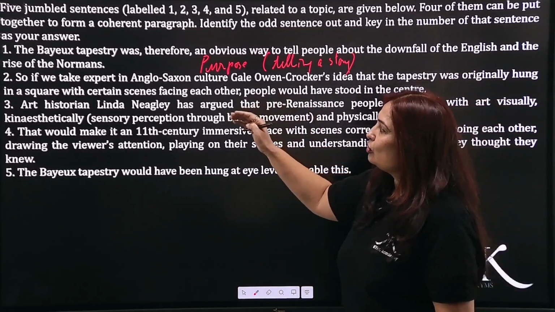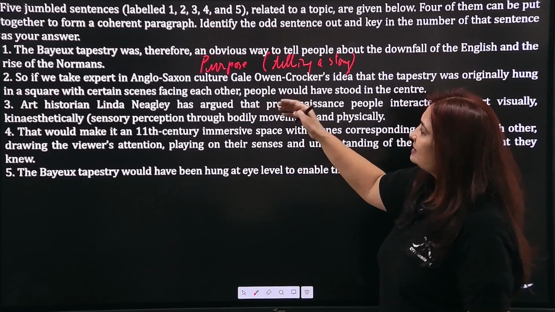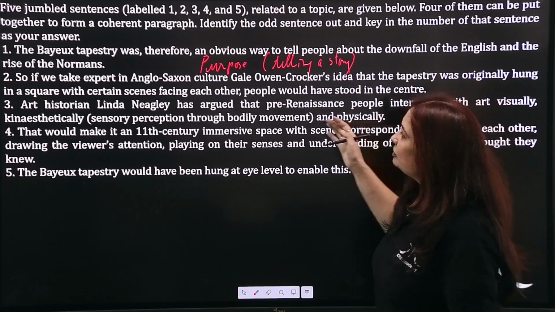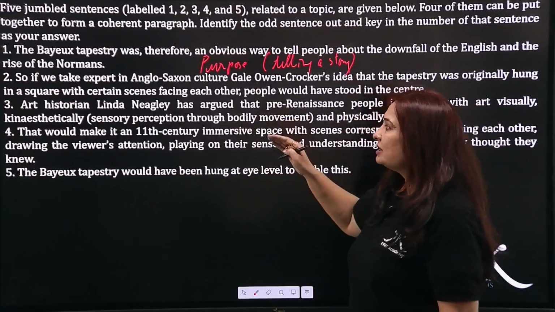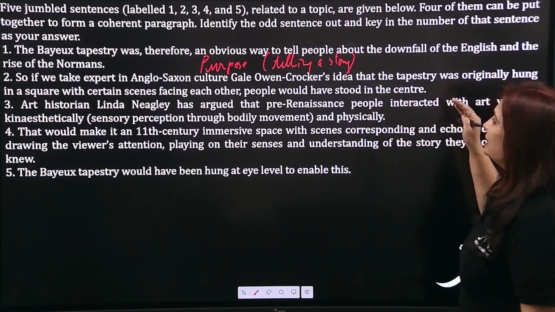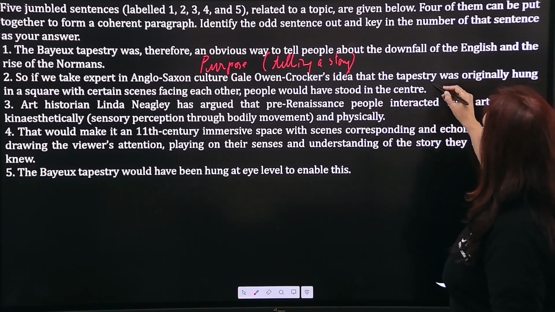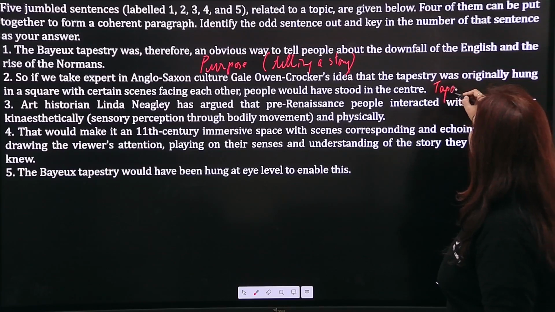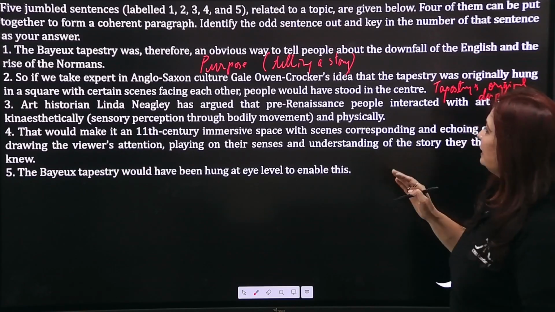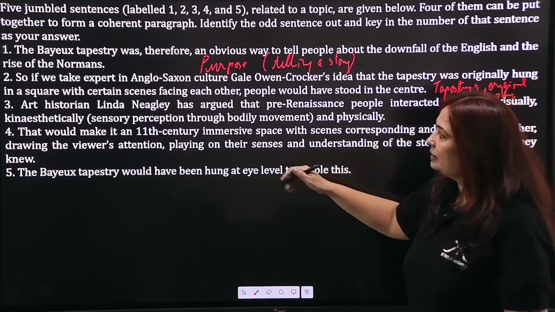Sentence 2. If we take expert in Anglo-Saxon culture Gail Owen Crocker's idea that the tapestry was originally hung in a square with certain scenes facing each other, people would have stood in the center. So, this sentence talks about the tapestry's original display, how it was displayed originally.